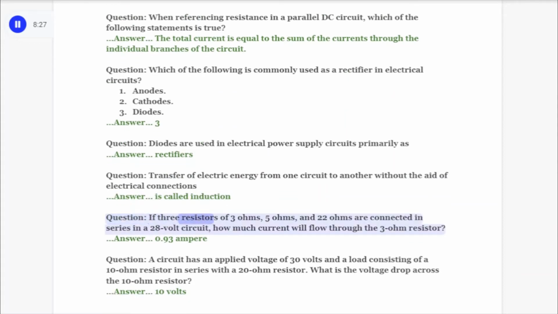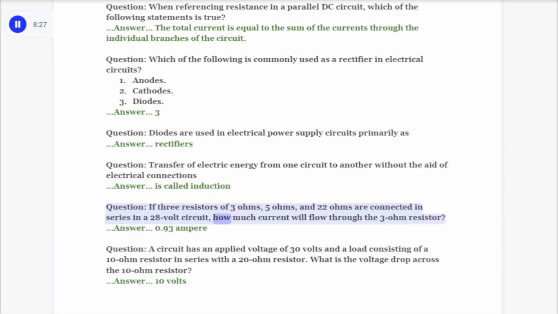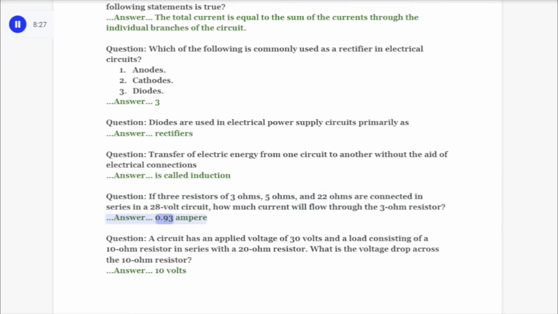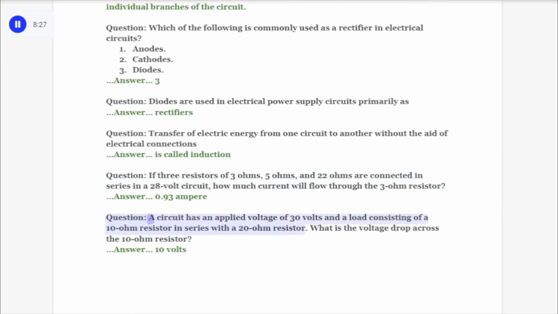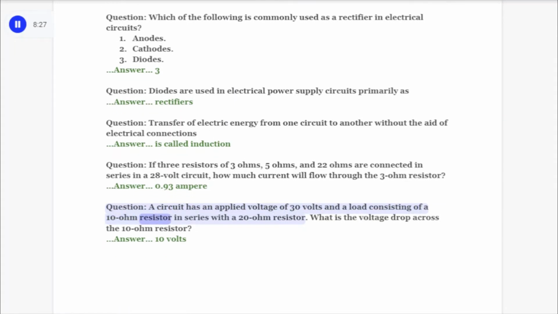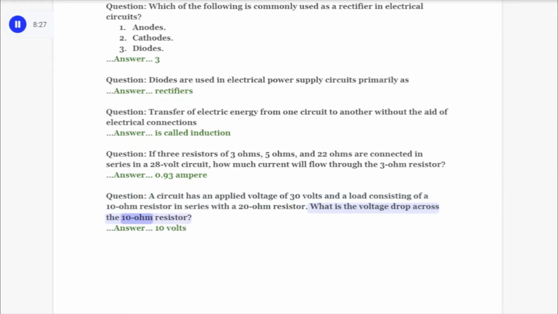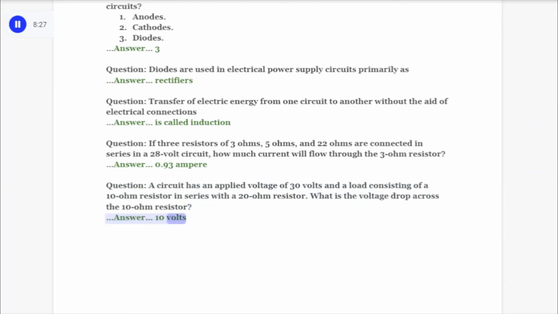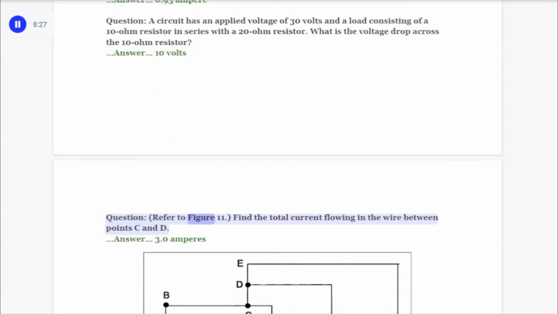Question. If 3 resistors of 3 ohms, 5 ohms, and 22 ohms are connected in series in a 28-volt circuit, how much current will flow through the 3-ohm resistor? Answer. 0.93 ampere. Question. A circuit has an applied voltage of 30 volts and a load consisting of a 10-ohm resistor in series with a 20-ohm resistor. What is the voltage drop across the 10-ohm resistor? Answer. 10 volts.